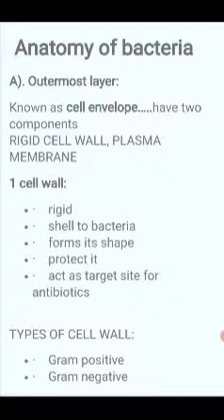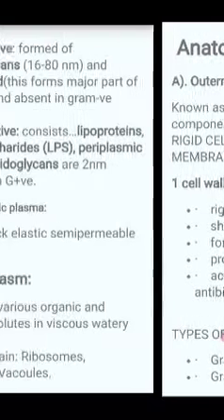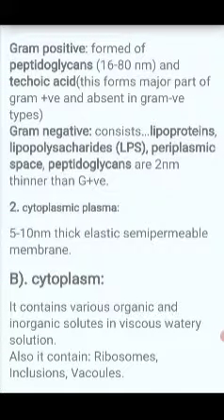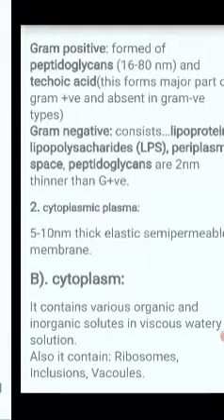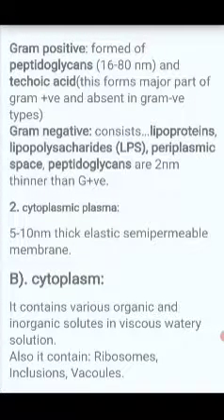There are two types of cell walls, gram positive and gram negative. Now, what do you mean by gram positive? Gram positive cell walls are made up of peptidoglycans, of 60 to 80 nanometers thickness, and teichoic acid is also an important component in the formation of gram positive cell walls. Teichoic acid is the major component which forms the gram positive cell wall, and it is absent in gram negative types. So it could be considered a really major factor in differentiating between gram positive and gram negative.